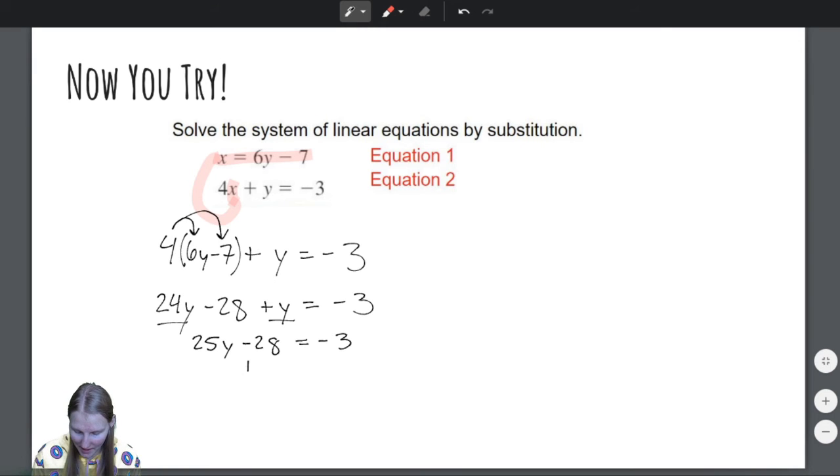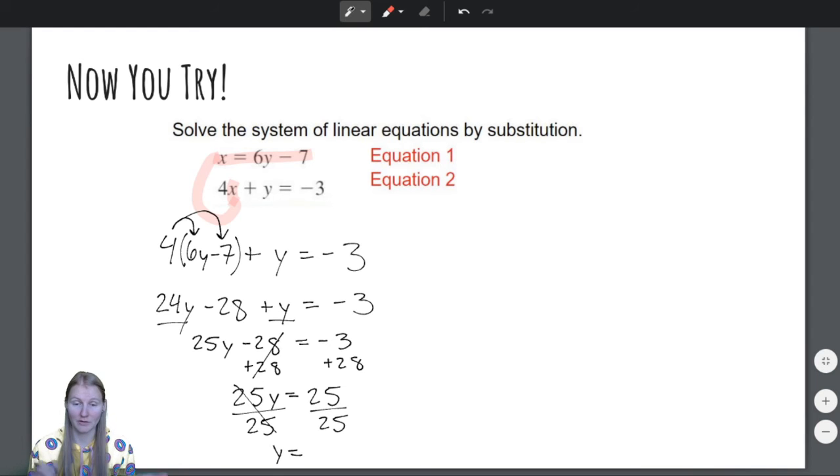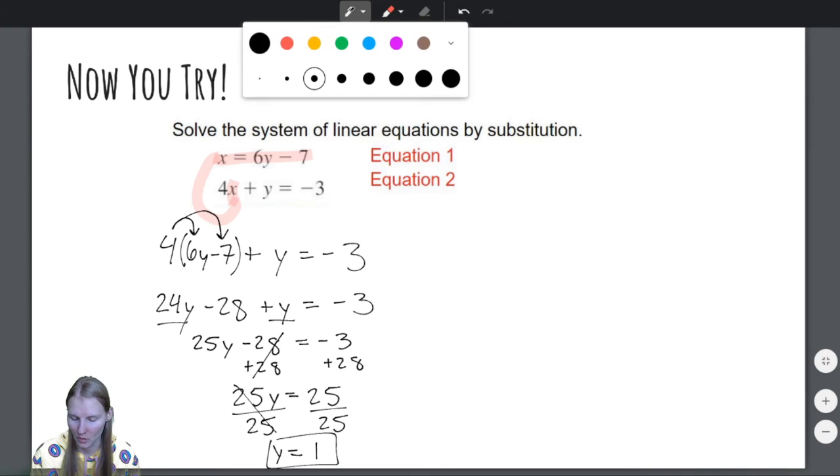And then let's add 28 to both sides. 25y equals -3 plus 28. That's the same thing as 28 minus 3, which is 25. And I want to get y by itself, so I'm going to divide by 25 on both sides. And hey, 25 divided by 25, that's 1. Awesome. Cool. So I have y equals 1.